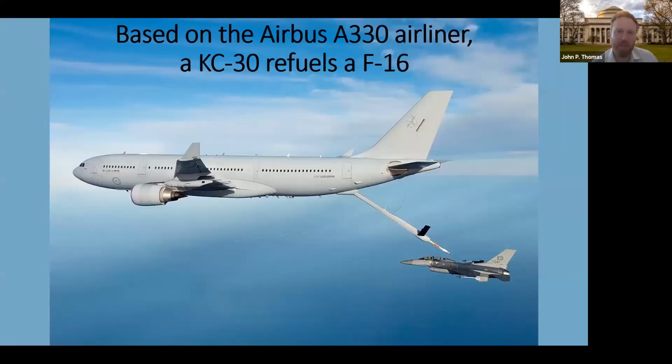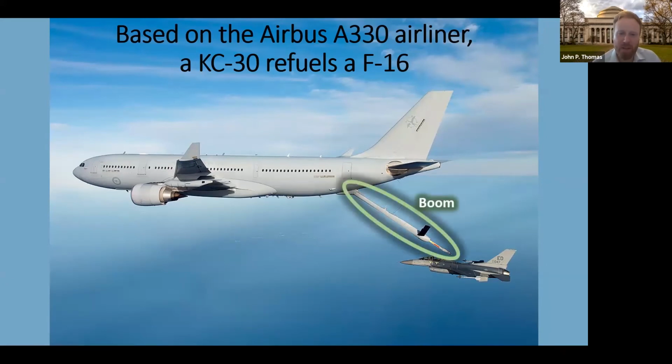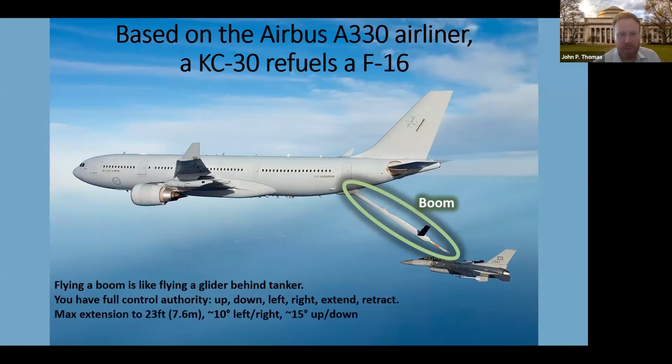So here's one of the pictures. This is basically an A330 made into a tanker aircraft that is refueling an F-16. In case it's not clear to you, that is the boom. We're going to talk a lot about the boom. An expert in aerial refueling says, flying a boom is just like flying a glider behind the tanker. You have full control authority: up, down, left, right, extend, and retract. It can extend 23 feet out, up and down, left and right.